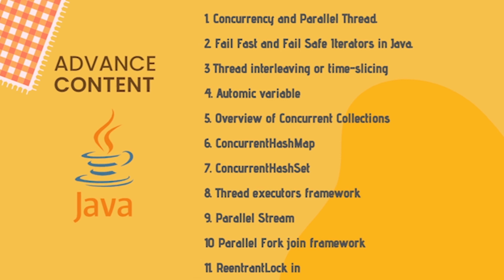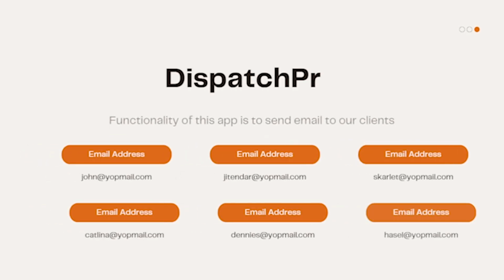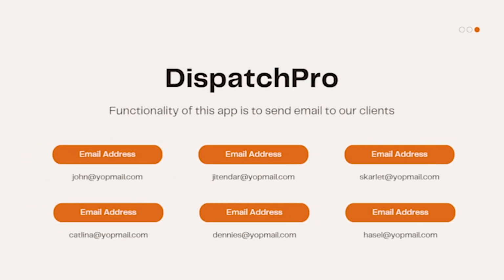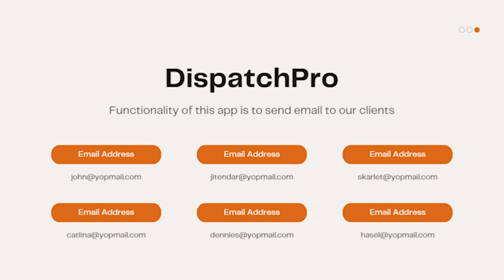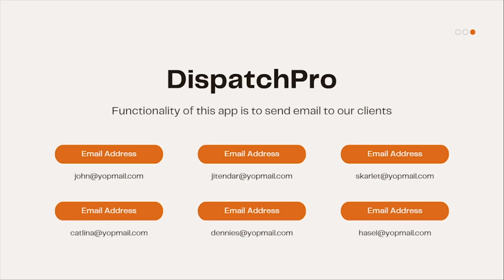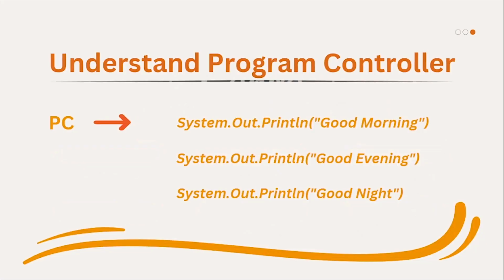Now let's understand the thread by using a practical example. Let's say that we have to create an application. The name of the application is Dispatch Pro and the functionality of this application is to send email to our clients, maybe 10 clients, maybe 100 clients. So we have to fetch the information about the email ID and then we have to trigger the email to that particular client.